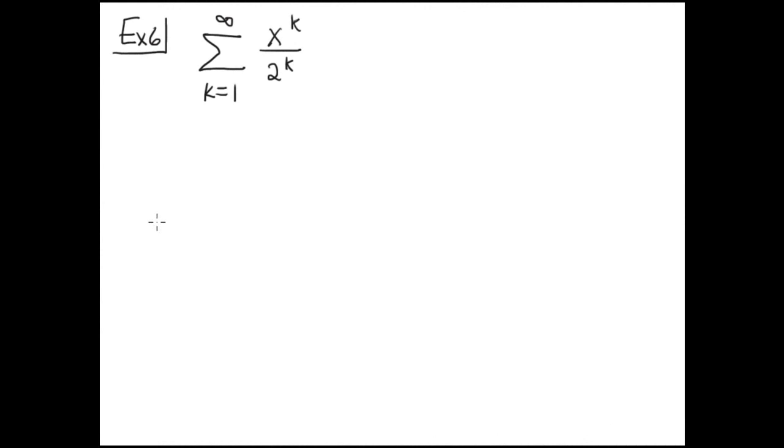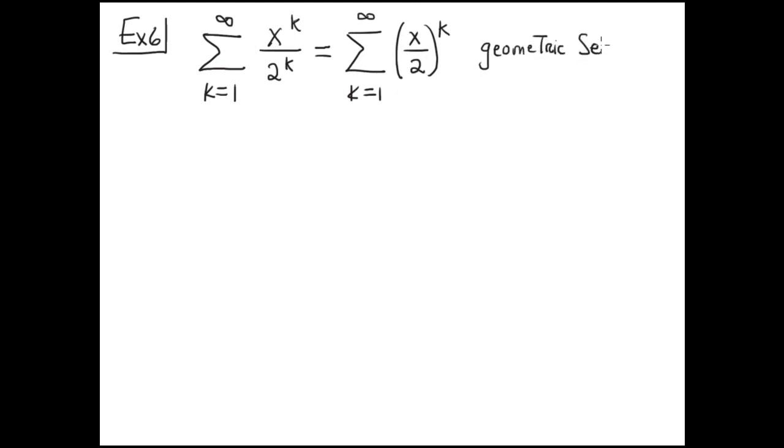Okay, example 6. In this case, it's easy because I can see that we can express this series like that. Now this is the typical format of the geometric series. And the condition for convergence of the geometric series is that the absolute value of the ratio is less than one. In this case, we don't necessarily need to apply the ratio test, or if you apply it, you get the same result, of course.